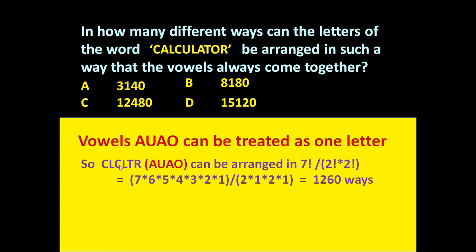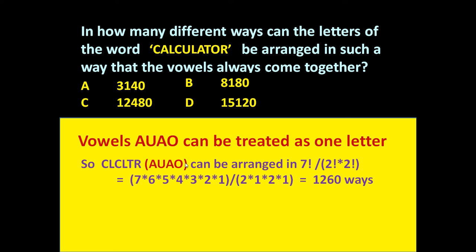But here, C is double and L is double. So factorial 7 divided by factorial 2 into factorial 2, because among these 6 letters and 1 letter, C is double and L is double. So the total 6 plus 1, 7 letters, can be arranged in factorial 7 ways. Double C means we divide by factorial 2. Double L means divide by factorial 2. So the total number of ways is 7, 6, 5, 4, 3, 2, 1 divided by 2 into 1, 2 into 1, which is equal to 1260 ways. So these 7 letters can be arranged in 1260 ways.